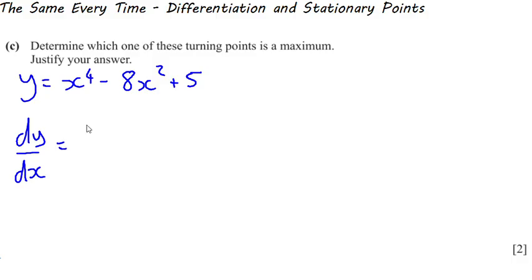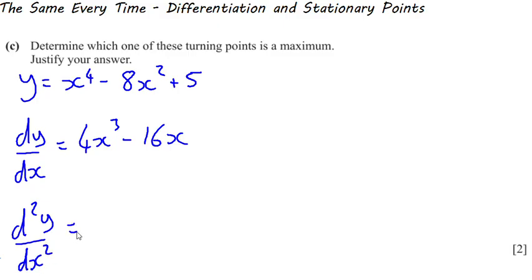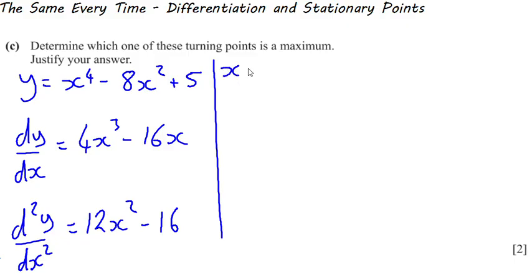Here's my first differential, 4x cubed minus 16x. My second differential, d2y by dx2, differentiating again, multiply by the 3, that's 12x squared, and negative 16 times x will differentiate to make negative 16. Now we had turning points at, as I remember, x equals 0, x equals 2, and x equals negative 2.